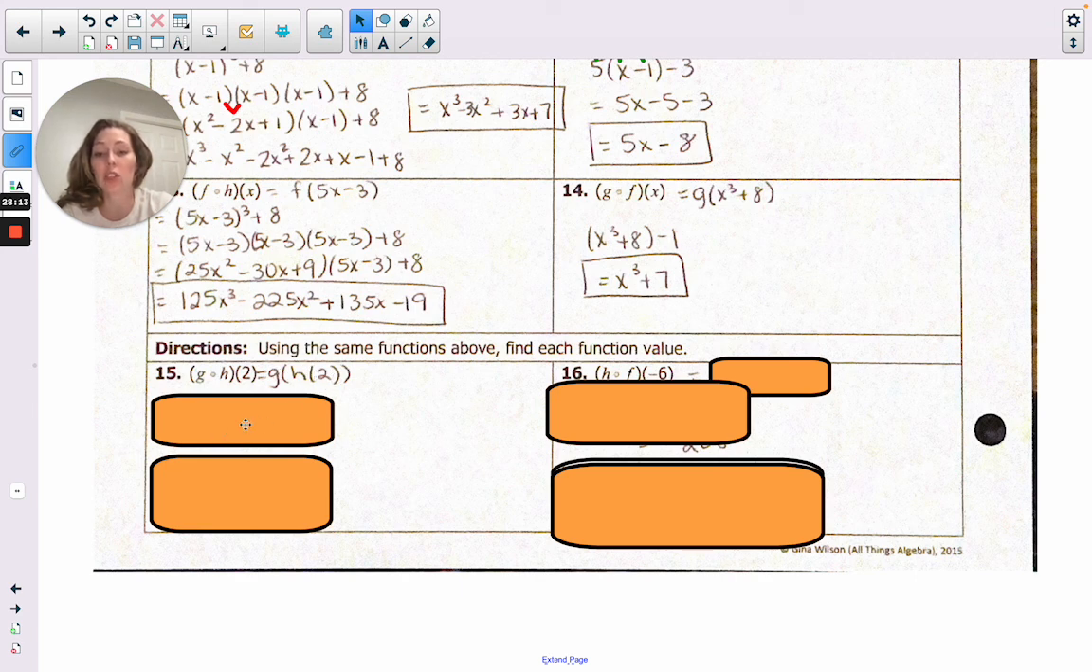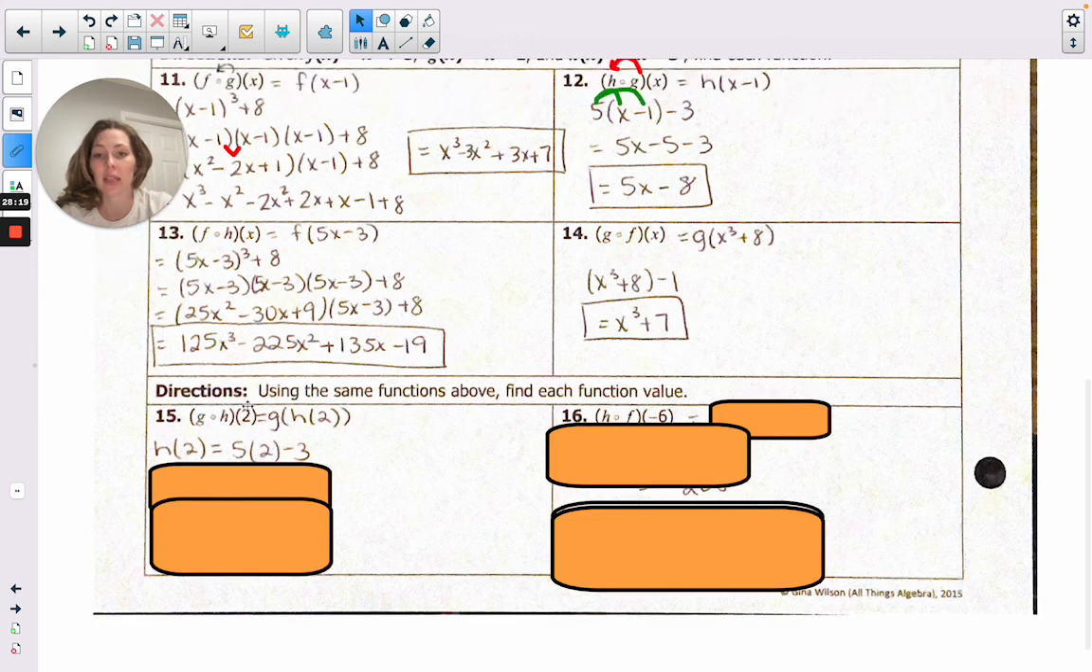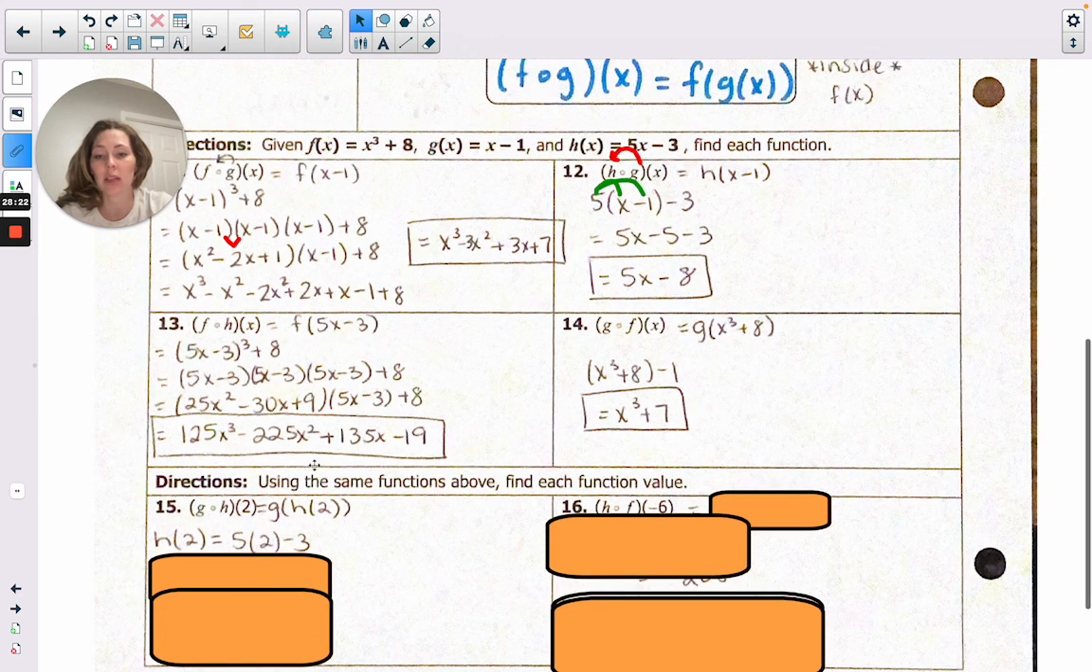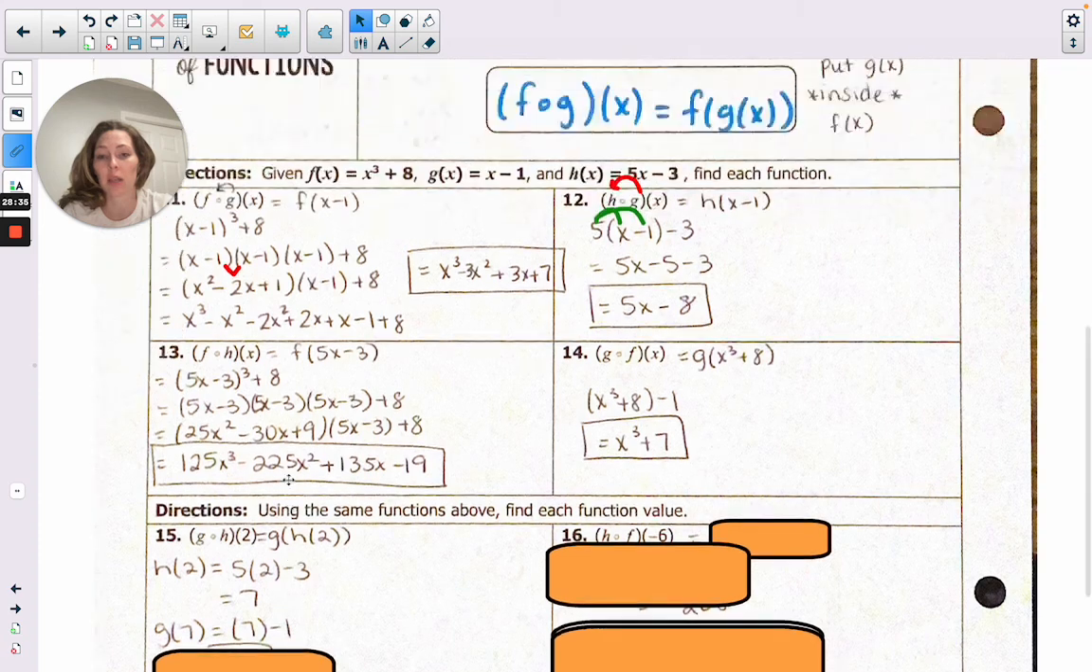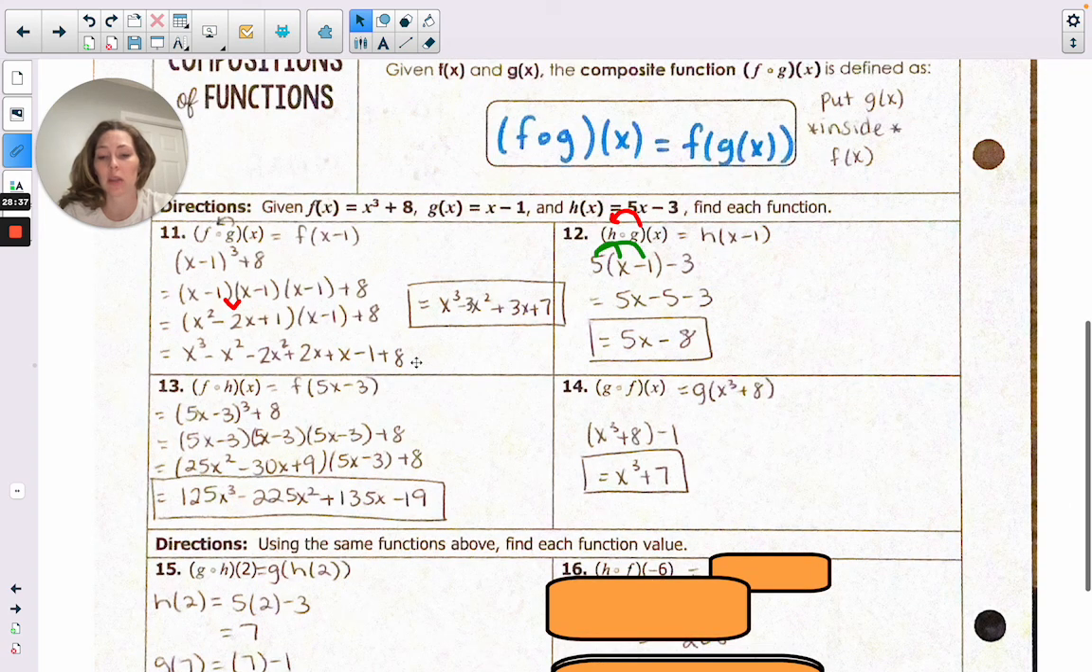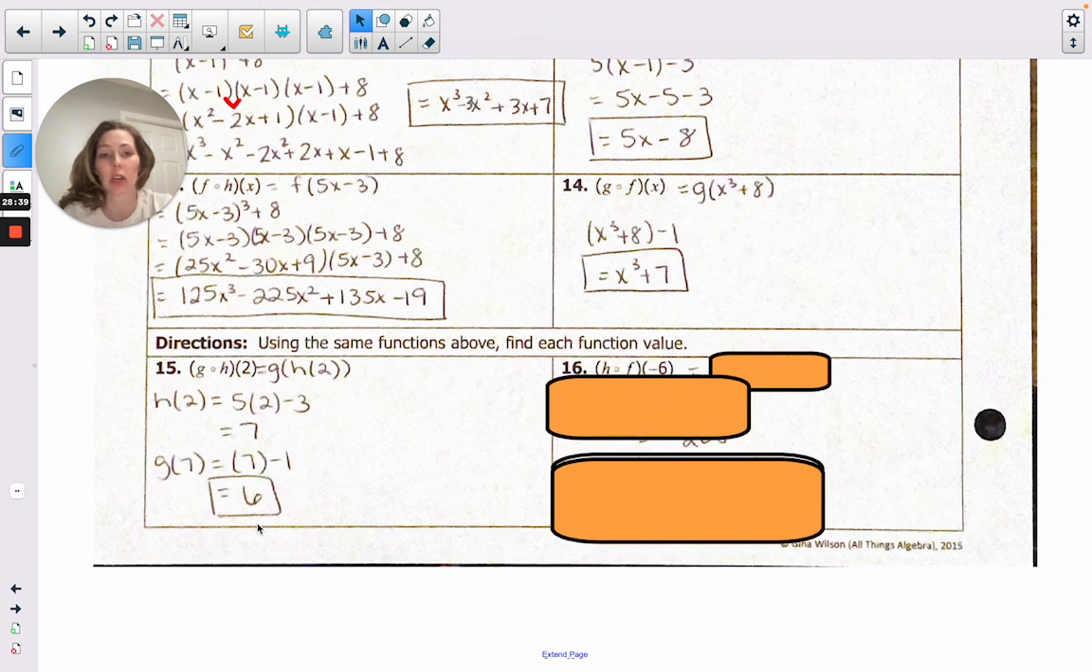So first just do h of 2, inside out. So h of 2 is 5, and it says use the same one, so I'm using this one, 5x. So 5 times 2 minus 3, which is 10 minus 3, which is 7. And then you're going to do g of that, g of 7. So in the g function, you put 7. So 7 minus 1, because in the g function, it's just x minus 1. So 7 minus 1 is 6. So your answer is 6. Your final answer is 6. A little bit easier when there's numbers.